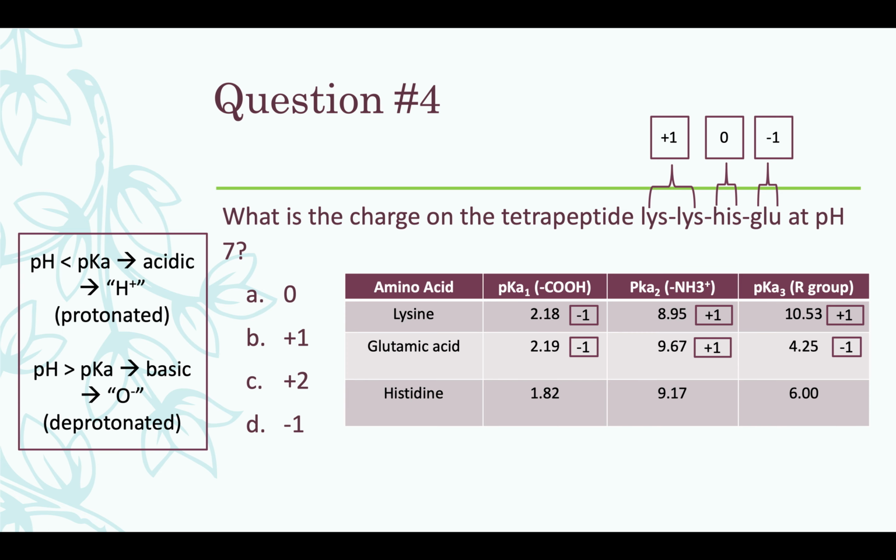So there. Now we have the specific charges of each amino acid present. Now that we have the charge of each amino acid, to get the total charge of the tetrapeptide, you simply have to get the summation of the charge of each amino acid. So you have here positive 2 for both of your lysine, 0 for histidine, and then negative 1 for glutamic acid. So in total, you have a positive 1 charge for your tetrapeptide. So the answer here is letter B.